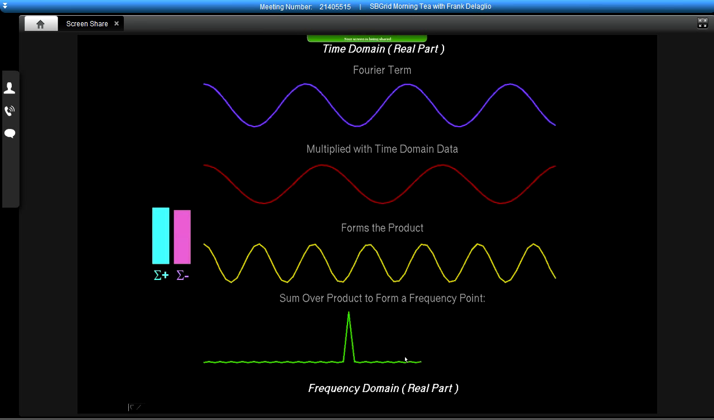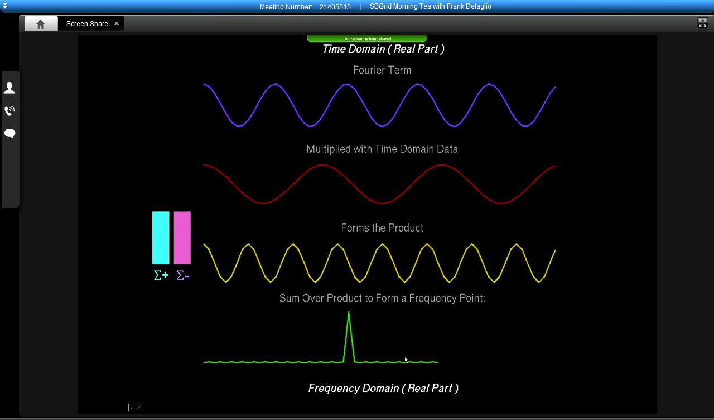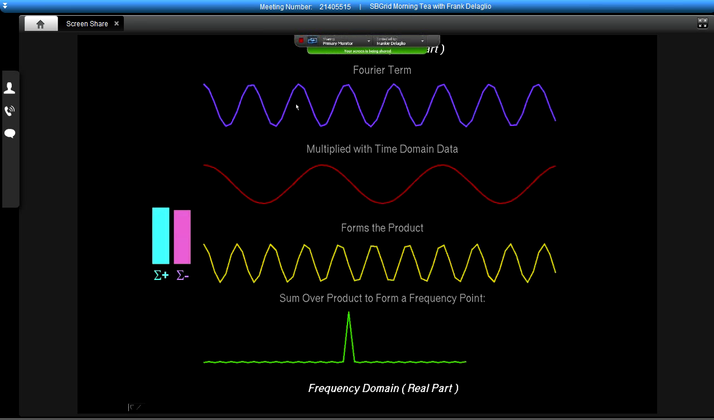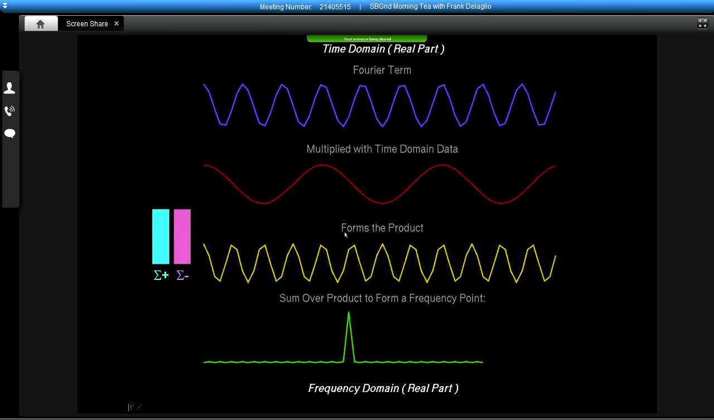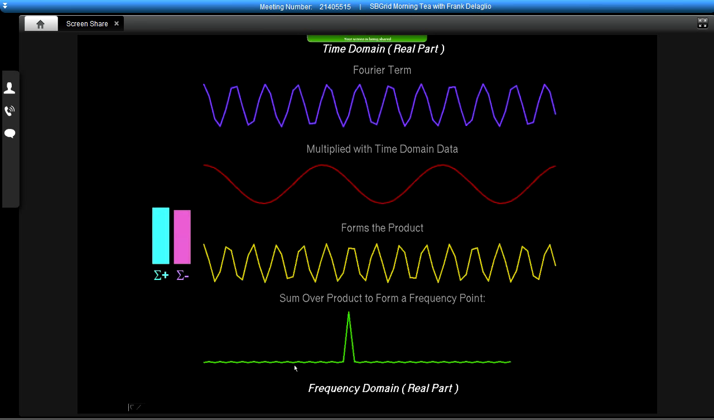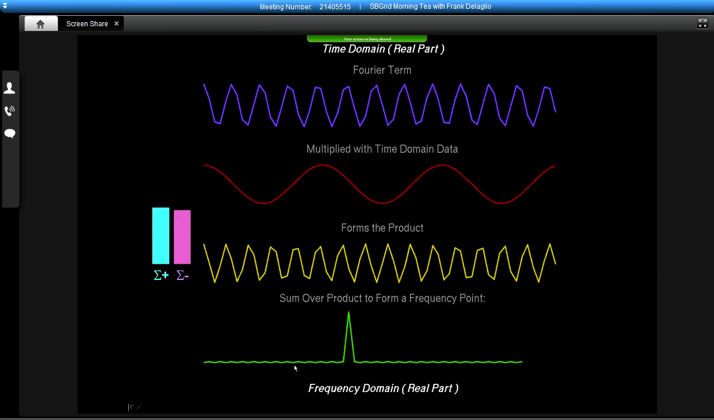It's so simple and beautiful. That's how the Fourier transform works. It matches frequencies in the Fourier terms with frequencies in the time domain data to generate a spectrum that we can look at and easily interpret by eye.